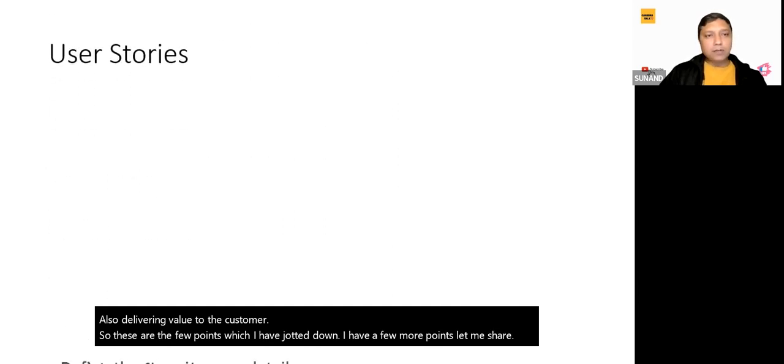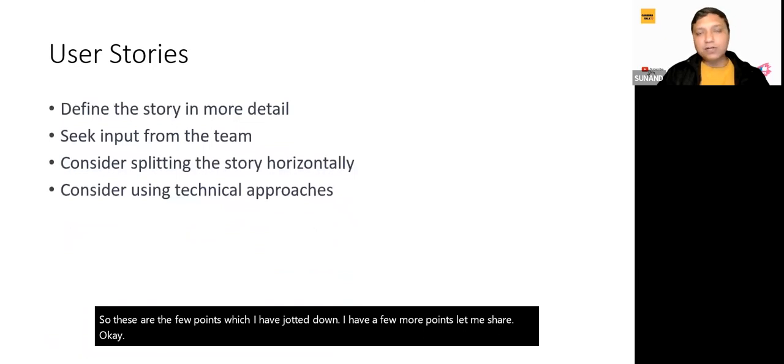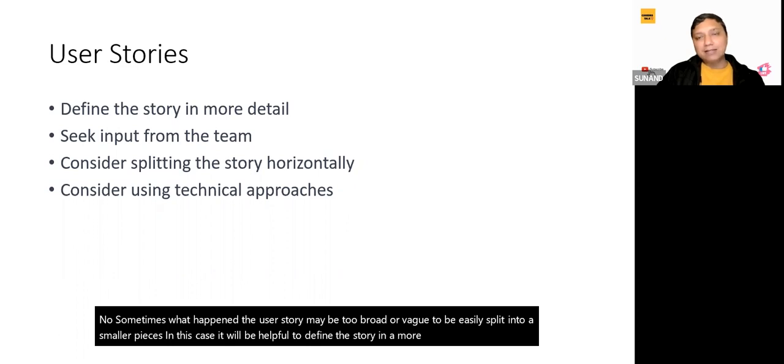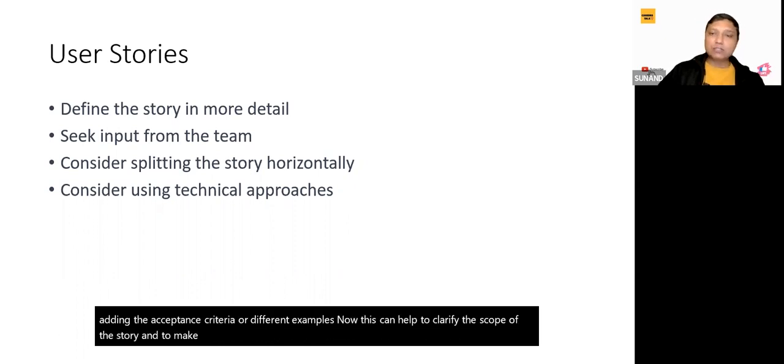The other point is that you have to define the story in more detail. Sometimes what happens is the user story may be too broad or vague to be easily split into smaller pieces. In this case, it may be helpful to define the story in a more detailed, precise way by adding acceptance criteria or different examples. This can help to clarify the scope of the story and make it easier to split into smaller pieces.